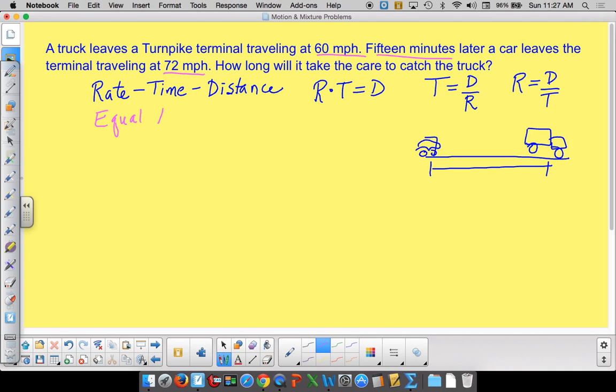So since I'm going to need to deal with the distances, it makes sense that rate times time equals distance would probably be my proper formula. Now, I am going to push heartily that you need to draw a chart of this.